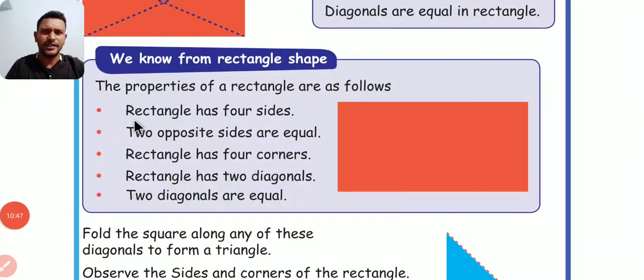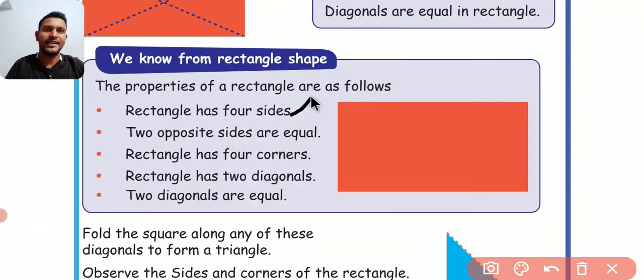Here we have the properties of a rectangle. First one, a rectangle has how many sides? Four sides, 1, 2, 3, 4. Two opposite sides are equal. I already told you this side is opposite to this side, and these two opposite sides are equal, and this side is opposite to this side, and these two opposite sides are equal.